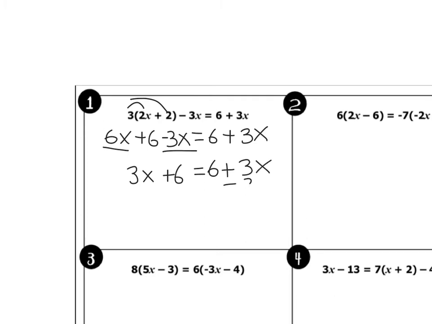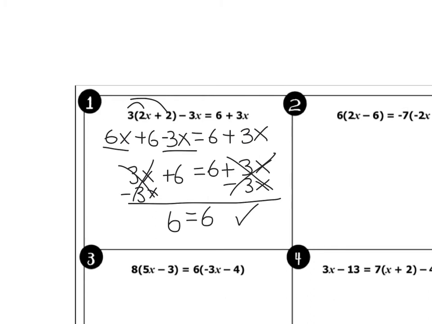We subtract 3x on both sides, right? Our third step is to get the variables on the same side if we have the same variable on both sides. So those would cancel out on both sides, and we'd just be left with two constants. Now, does 6 actually equal 6? Yes, it does. So with this kind of equation, we'd say that we have an infinite amount of solutions.